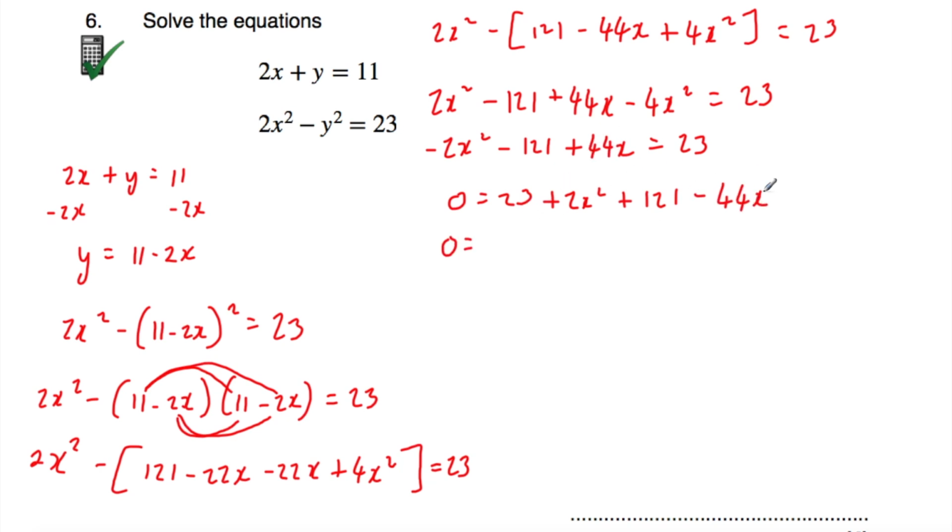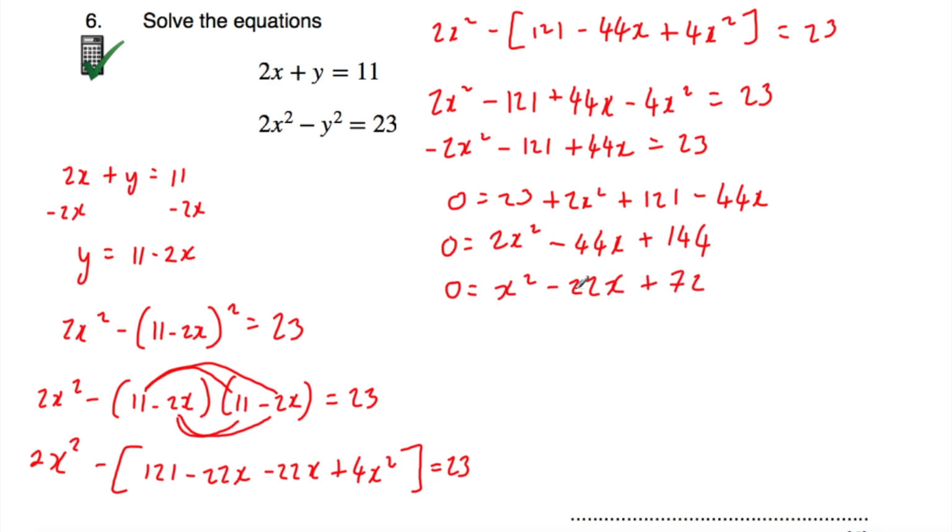Okay, and then if we have a look at this, let's put our 2x squared at the front, so 2x squared. We've then got minus 44x, and then in terms of the numbers on the end, we had 23, we're adding 121, so it's plus 144. Okay, so we've now got this equation, we need to solve it. I'm actually going to divide it all by 2, so that'll give us 0 equals x squared minus, and then half of this will be minus 22x, and then plus 72.